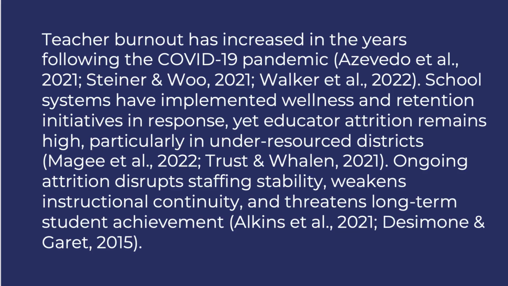The refined paragraph then becomes: teacher burnout has increased in the years following the COVID-19 pandemic. School systems have implemented wellness and retention initiatives in response, yet educator attrition remains high, particularly in under-resourced districts. Ongoing attrition disrupts staffing stability, weakens instructional continuity, and threatens long-term student achievement. This version reveals a system-level problem grounded in evidence, shaped by conceptual considerations of organizational support, and aligned with qualitative or mixed methods approaches.